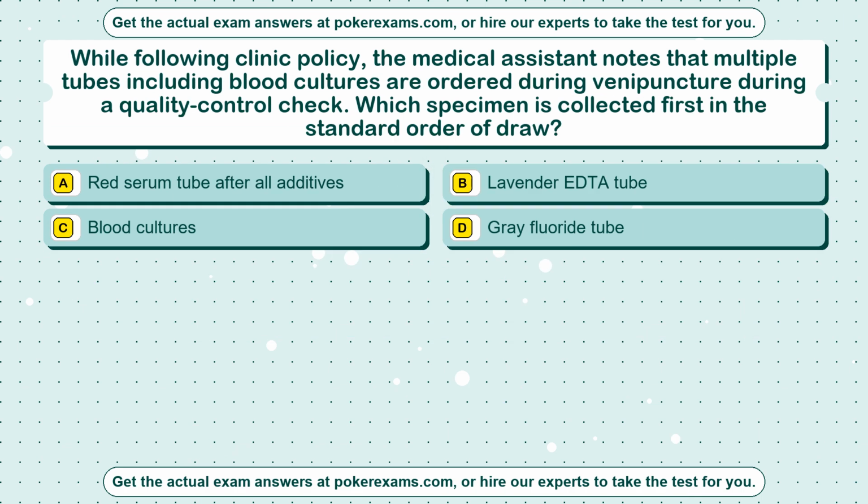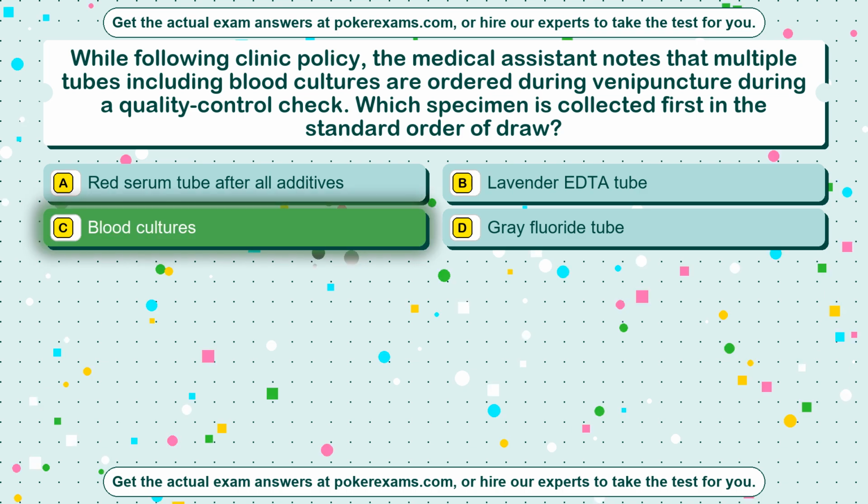Question 99. While following clinic policy, the medical assistant notes that multiple tubes including blood cultures are ordered during venipuncture during a quality control check. Which specimen is collected first in the standard order of draw? Option A, red serum tube after all additives. Option B, lavender EDTA tube. Option C, the blood cultures. Option D, gray fluoride tube.